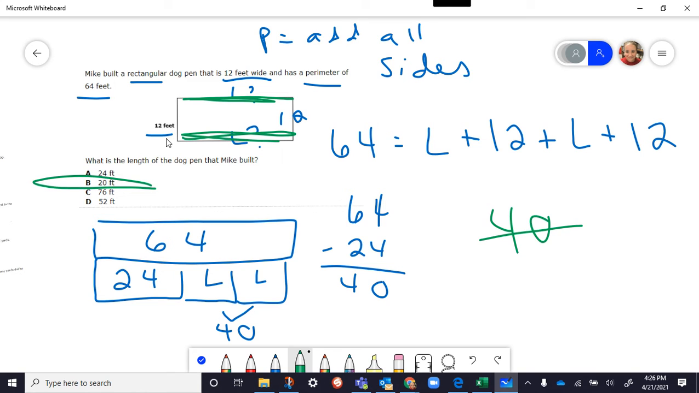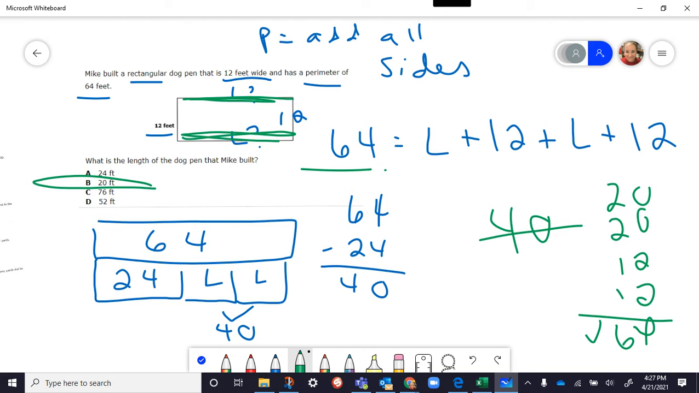So the length is 20. Then you can check it. 20 plus 20 plus 12 and 12, add up all the sides, and they should give you, what is it, 64. So 2 and 2 is 4, 2, 4, 5, 6.